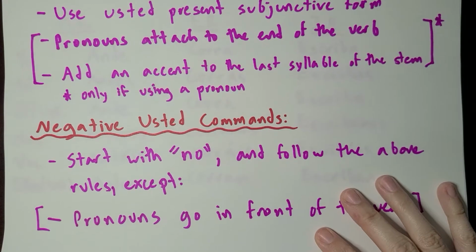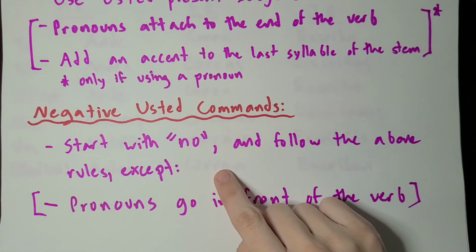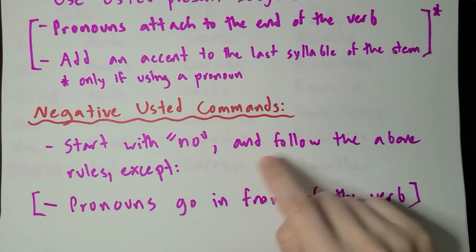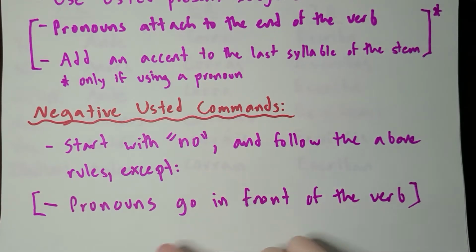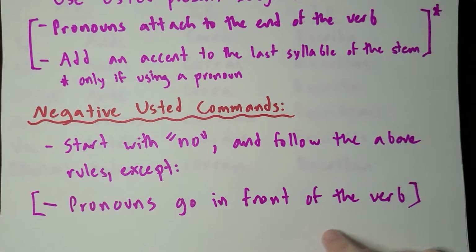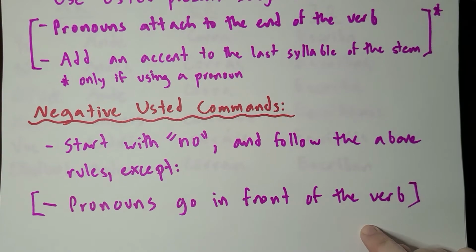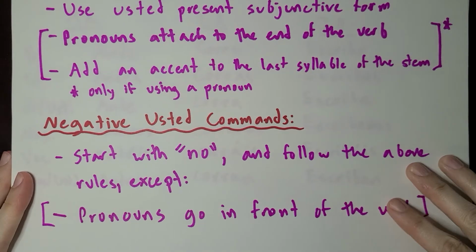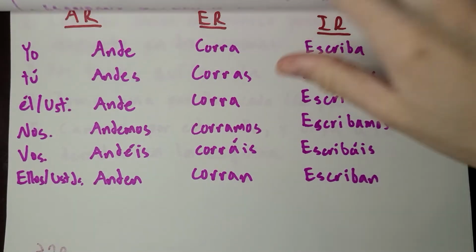For negative usted commands, you're going to start with a no, and then also use the subjunctive usted form. Pronouns will go as a separate word in front of the verb instead of attaching right on the end. So what do you mean, the subjunctive tense? What is the subjunctive tense?